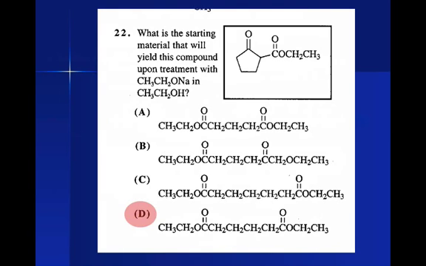D is the right answer. So we generate the enolate, right? And then that attacks here. And so in doing so, we're going to form 1, 2, 3. There are going to be 4 carbons in between those carbonyls. So in a question like that, count the carbons in between the carbonyls, and that helps you identify which one can or cannot be the correct answer.